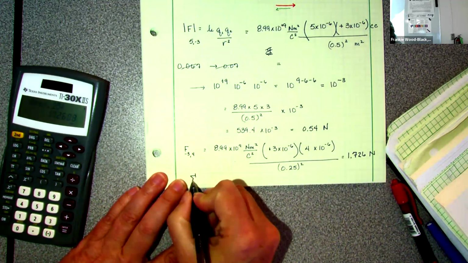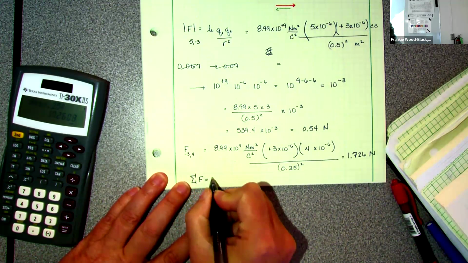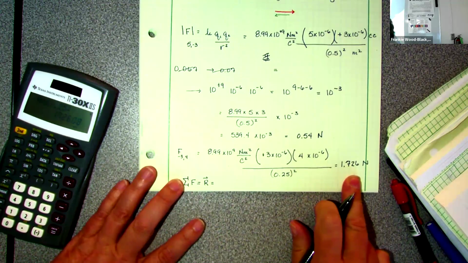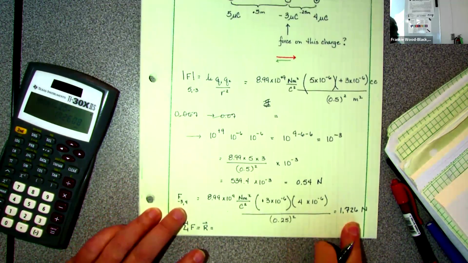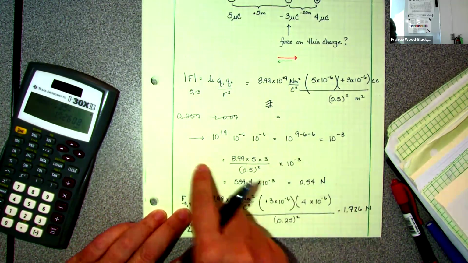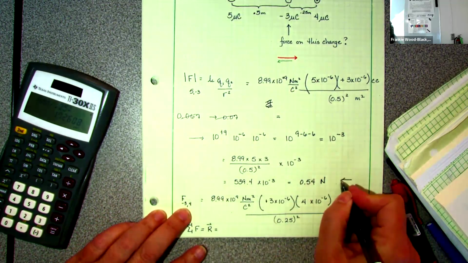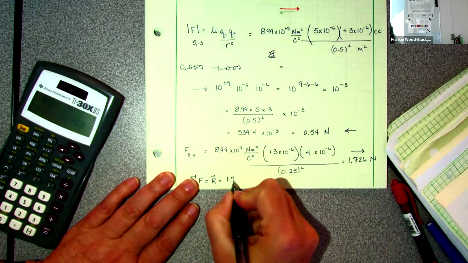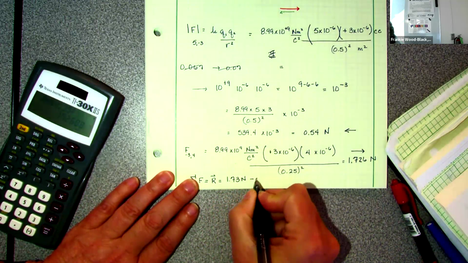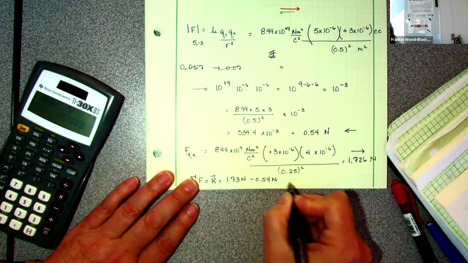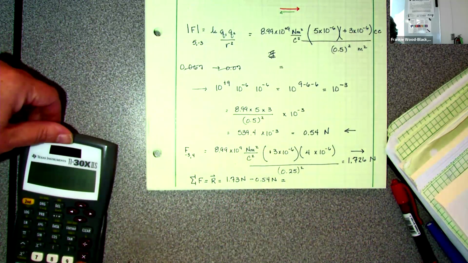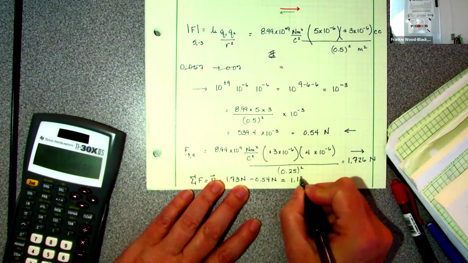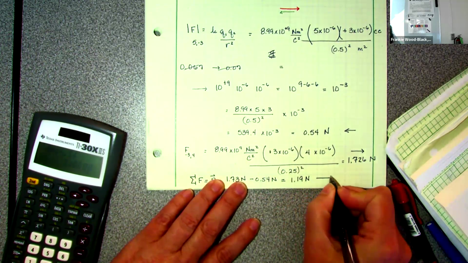So my resultant force is going to be the sum of my forces. And now I go in and put in my direction. This one is going to go in this direction, and this one is going in that direction. So now I'm going to have my 1.73 newtons minus my 0.54 newtons. It's going to give me 1.19 newtons, and it's going to be going in that direction.